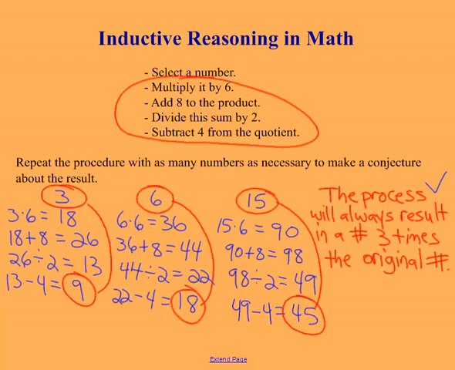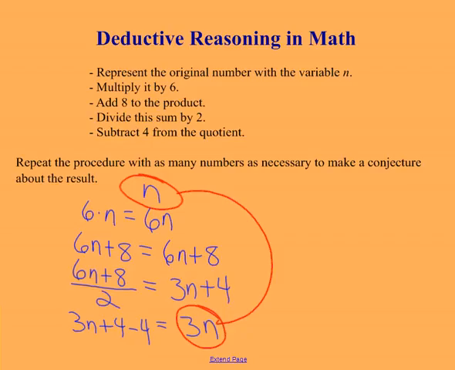Right? However, when we use deductive reasoning, and the fact that a variable can stand for any number in algebra, we apply the same process, and now, having done just this one problem with algebra, we actually have tried every number possible. And we see that the conjecture is actually true. That if you take any number and apply this process, you will end up with a number that is 3 times the original number.